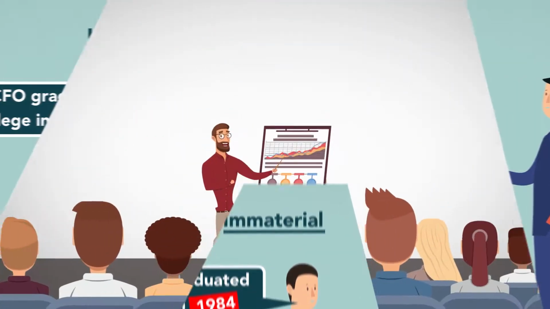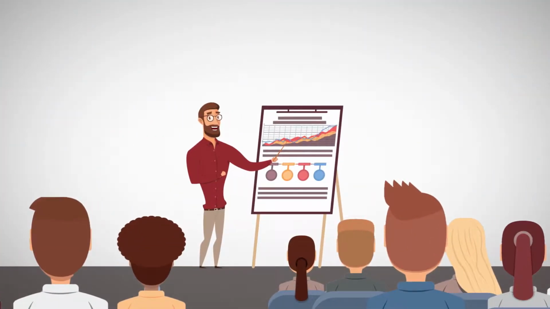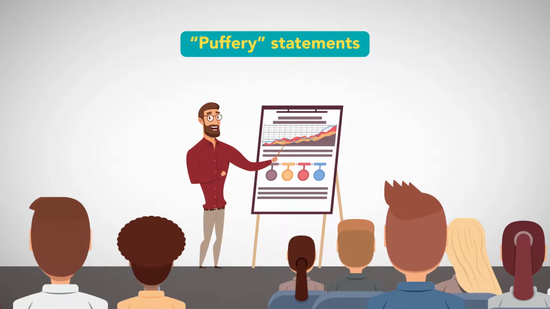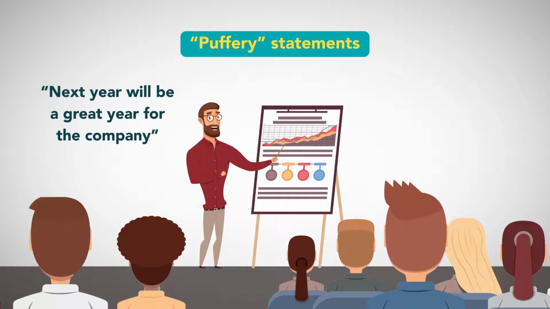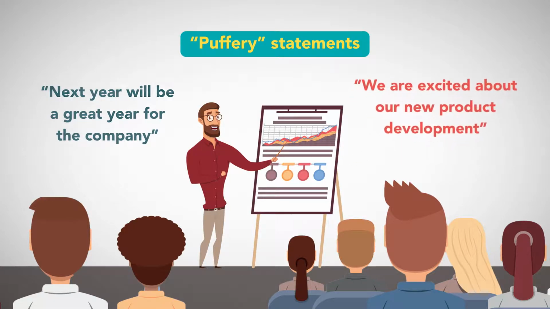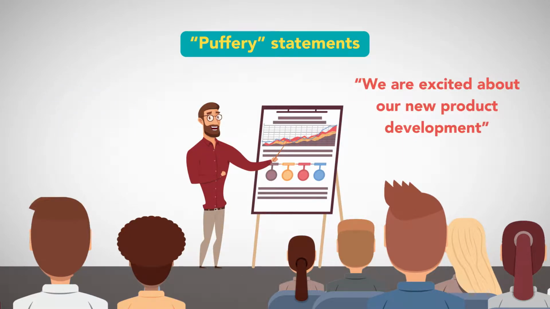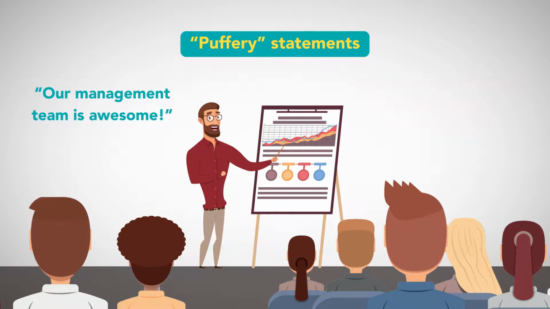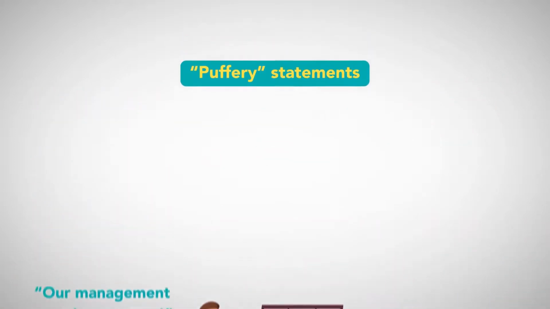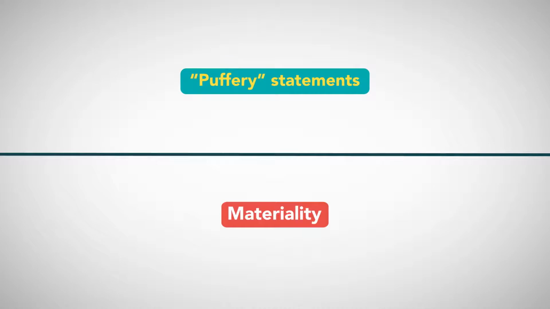Some statements commonly used in sales are deemed too vague to be material. Often, these statements are called puffery. Examples of puffery include statements such as, "Next year will be a great year for this company," or "We are excited about our new product development," or "Our management team is awesome." There can be a fine line between puffery and materiality.